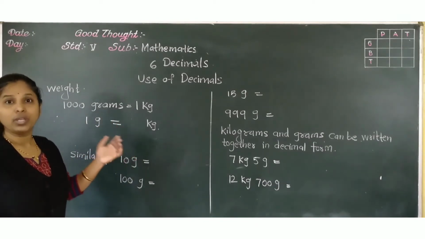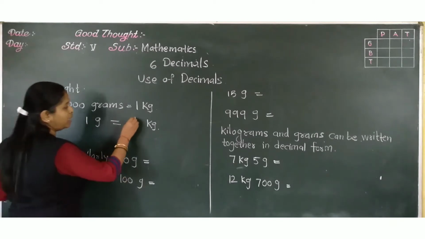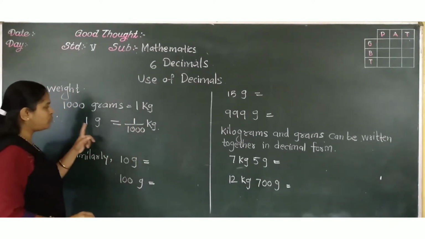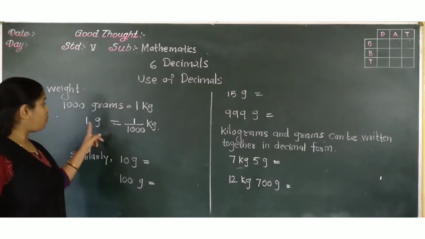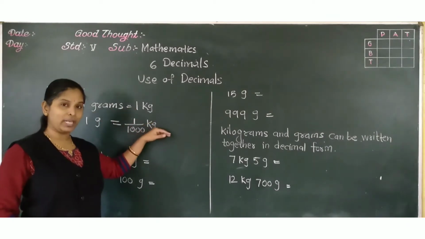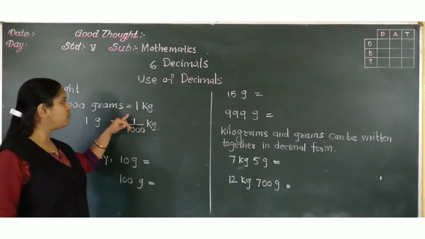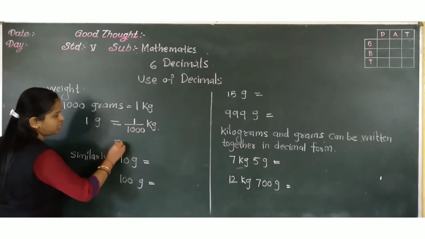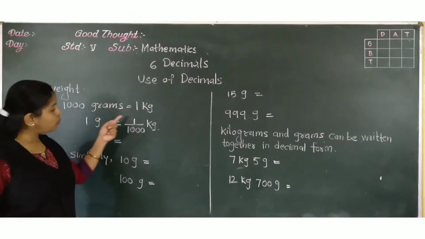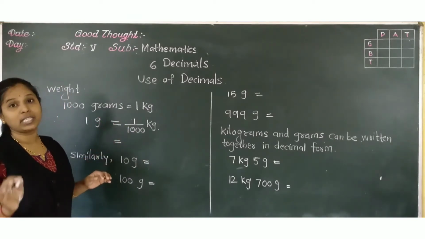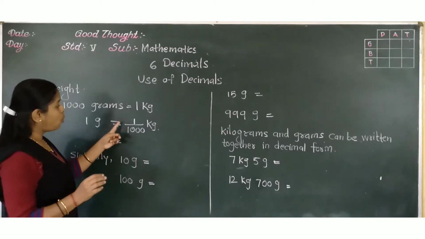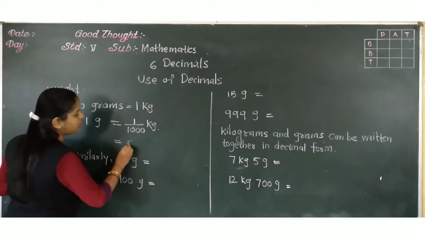What do we have to do? We have to divide 1 kg by 1000 because we want to find out how many kg 1 gram is equal to. So divide 1 kg by 1000. That is 1 upon 1000. Now how to write 1 upon 1000 in decimal using a decimal point? See here, the whole part has nothing, so that is 0.